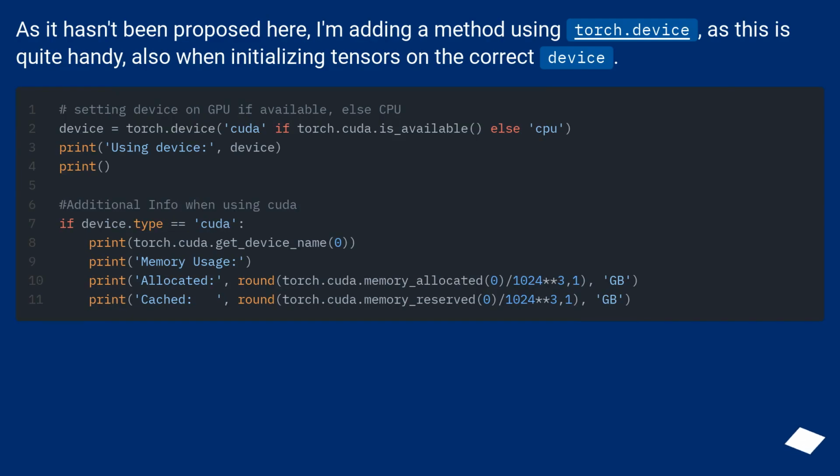As it hasn't been proposed here, I'm adding a method using torch.device, as this is quite handy, also when initializing tensors on the correct device.